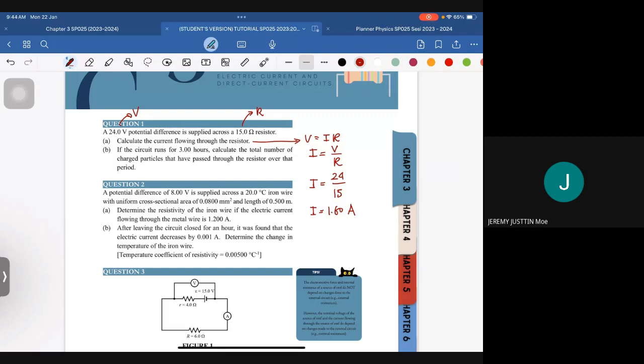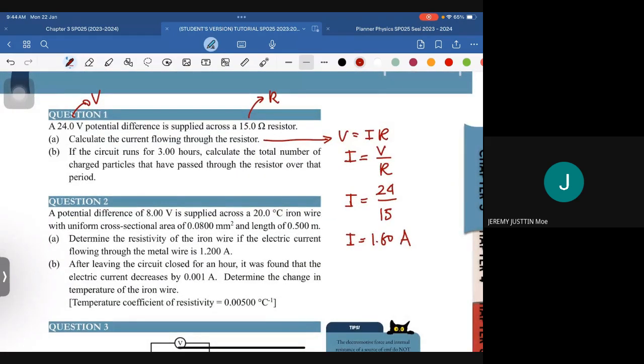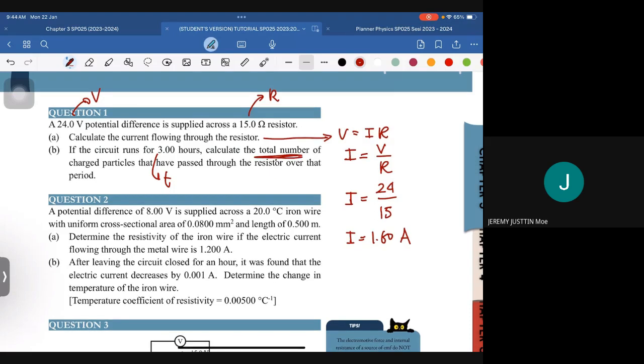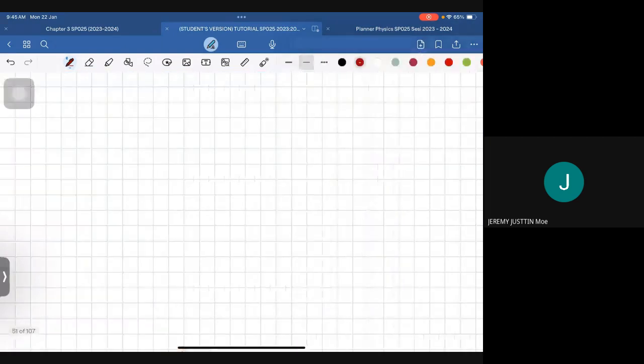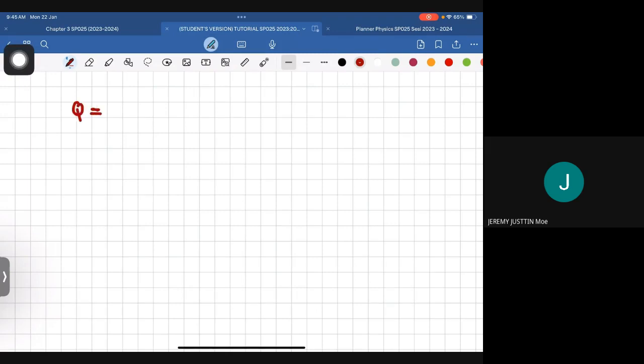And then next, we have a circuit that runs for 3 hours. So 3 hours is the time. So now we have to calculate the total number of charged particles. Total number of charged particles, that is basically the amount of charge, which is Q lah, through the resistor over that period. Okay, so untuk yang ini, kita boleh guna equation Q equal to IT. So yang ini kita akan guna Q equal to IT.